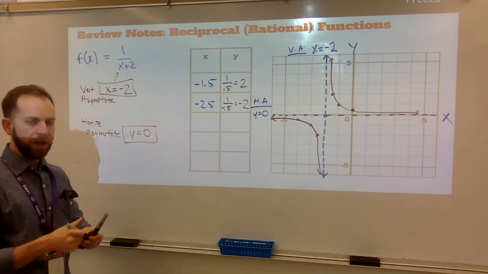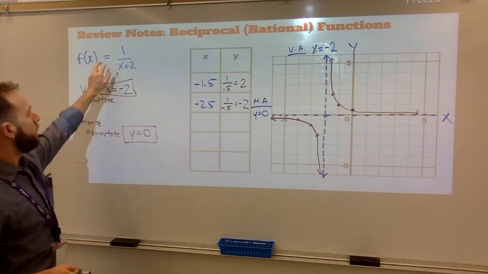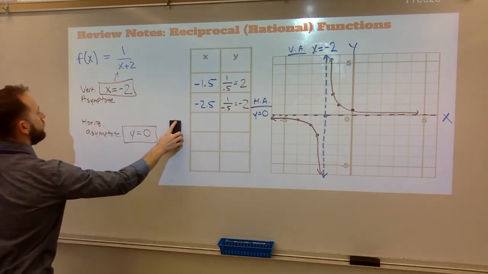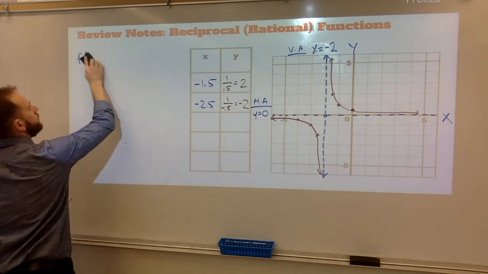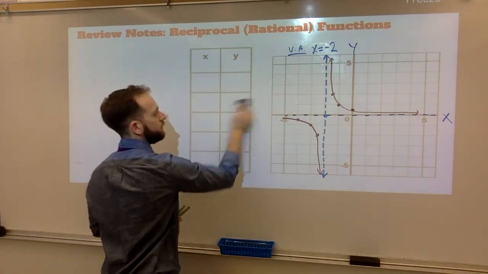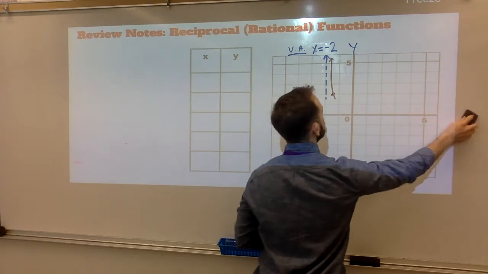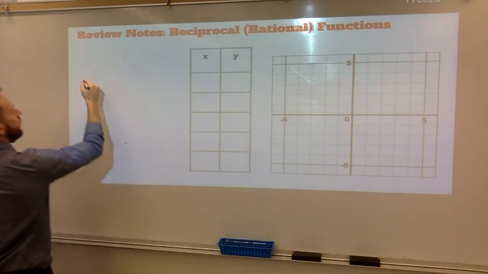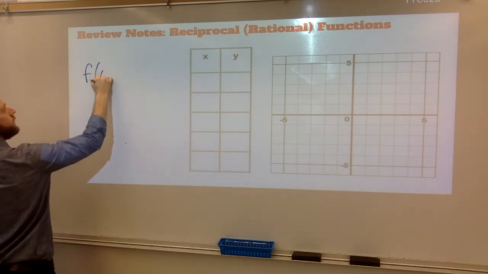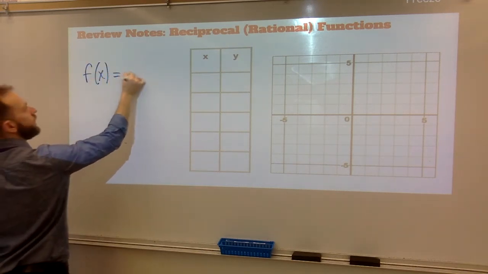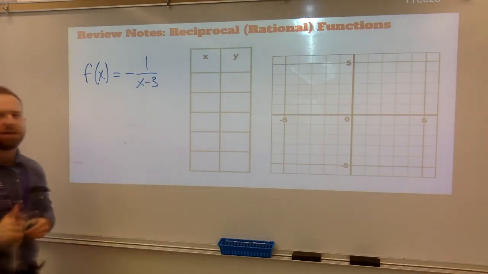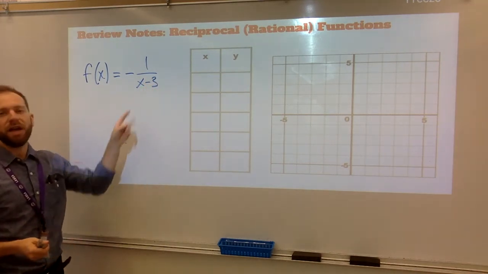Let's try one more together so that we can see what happens when there's a negative value in front. Let's try f of x equals -1 over x minus 3. Pause the video and tell me what's the vertical asymptote going to be.